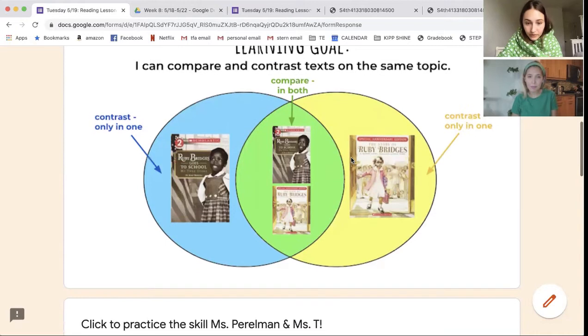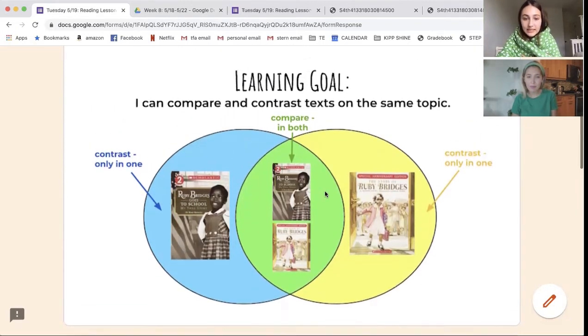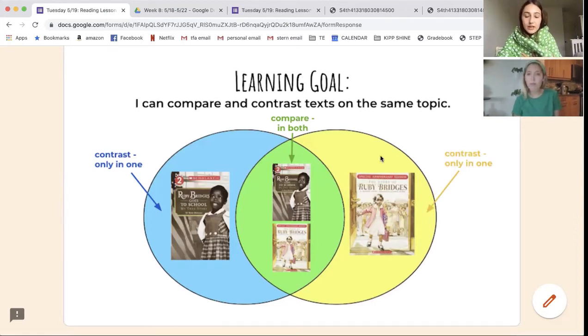So the way that we are going to do this is we're going to go step by step, or I guess section by section of the book, and we are going to be filling out a Venn diagram on our own paper. Now it's blank, and that probably means that you need to go and get yourself a piece of paper and a pen.